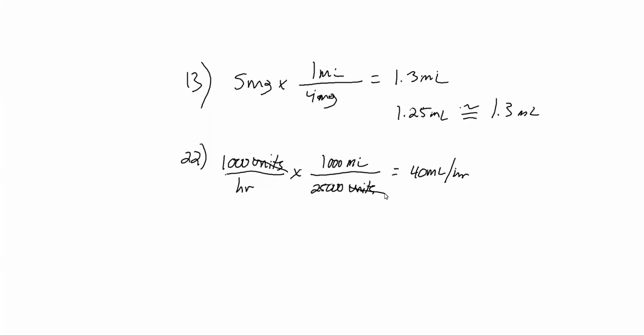Now, if you're doing desired over have or ordered over have, you can do it that way. Just make sure your units are in the right locations, just in case you like to see it this way, times the 1,000 milliliters. Sorry, that's supposed to be a 1 here. 1,000 milliliters, and you still get the same answer.